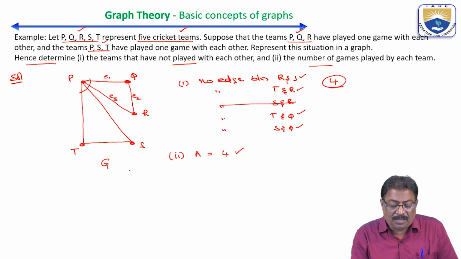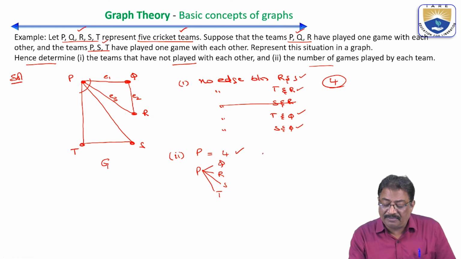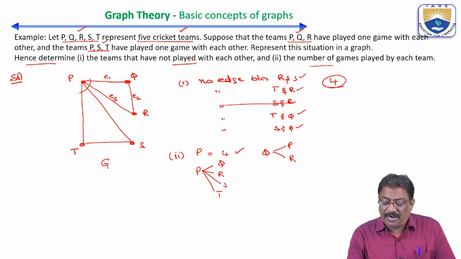And what about P? P played 4 matches. So with whom has it played? P to Q, P to R, P to S, and P to T. Then how many matches has Q played? It is played with P and R. And similarly T is played with P and next S. And similarly S is with only P.